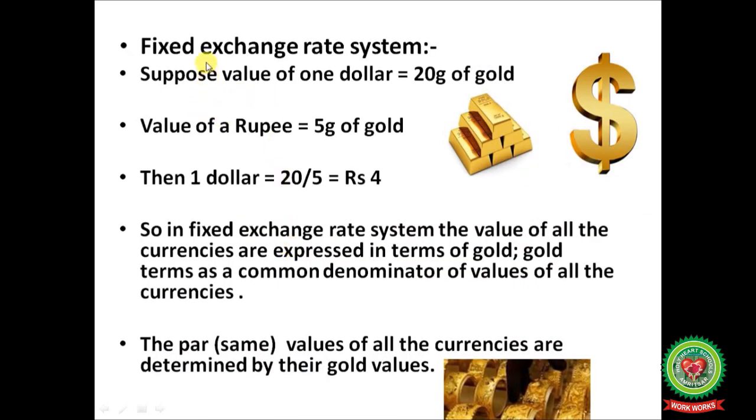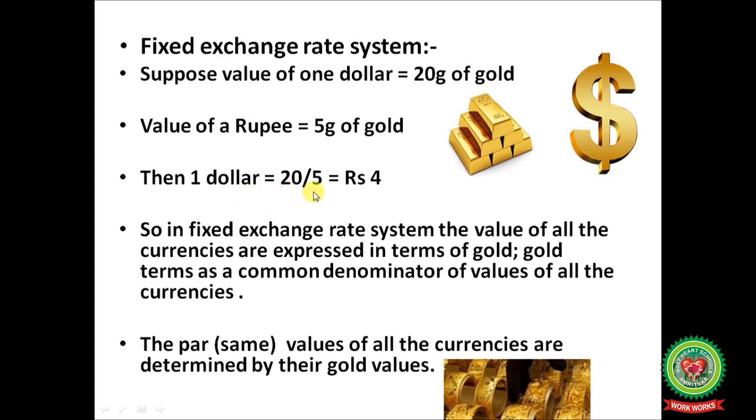First one is fixed exchange rate system. Suppose the value of $1 is equal to 20 grams of gold, and the value of a rupee is equal to 5 grams of gold. Then the value of $1 can be calculated as 20 grams of gold divided by 5 grams of gold. So we will get rupees 4. In this way we can calculate the value of rupees against the dollar.